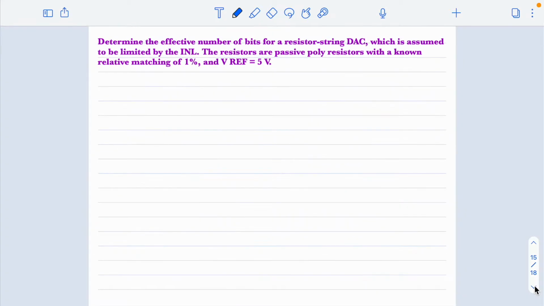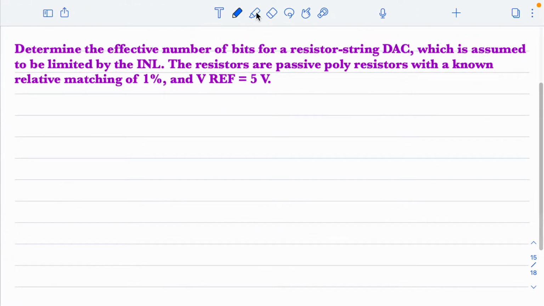Alright, so the worst case INL can be written as Vref by 2 into delta Rk by R. Let us quickly look at a question based on the discussion we have done. Determine the effective number of bits for a resistor string DAC, which is assumed to be limited by the integral nonlinearity, meaning there is INL error. The resistors are passive polyresistors with a known relative matching of 1%. So 1% is the matching error and the reference voltage is 5. How do you find the effective number of bits? For now, the effective number of bits is nothing but the resolution in terms of number of bits.